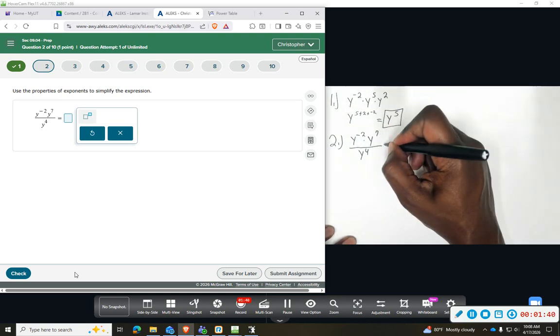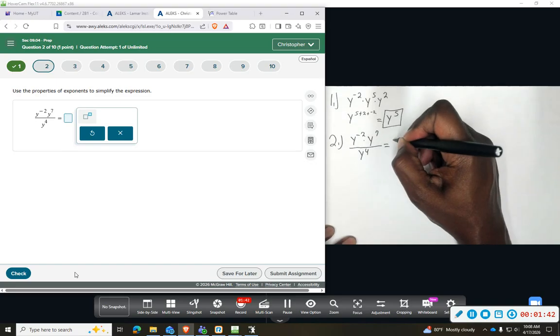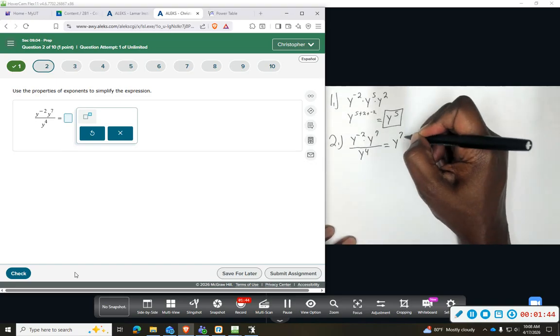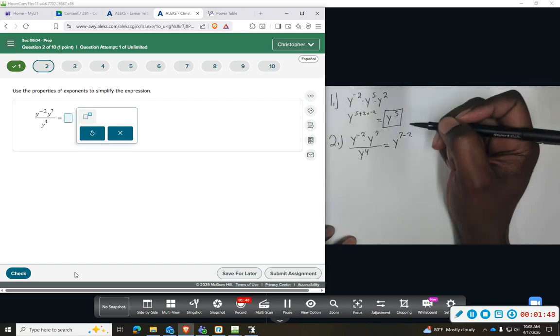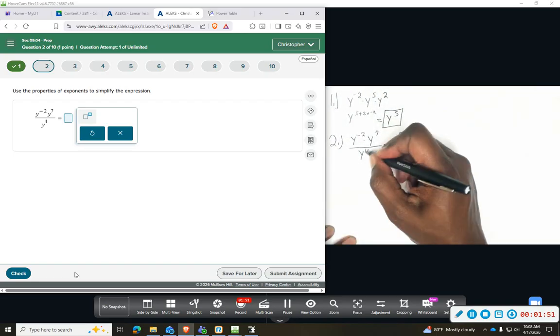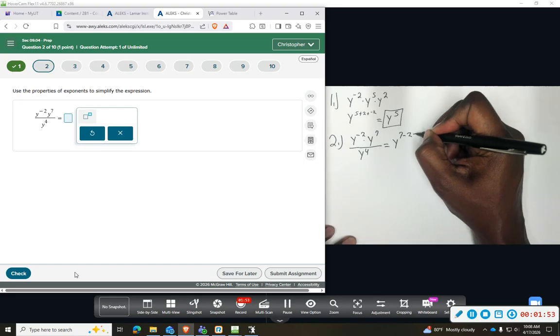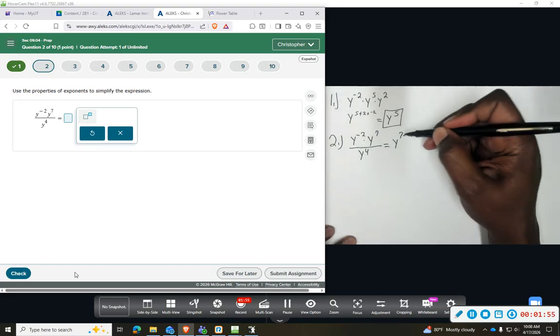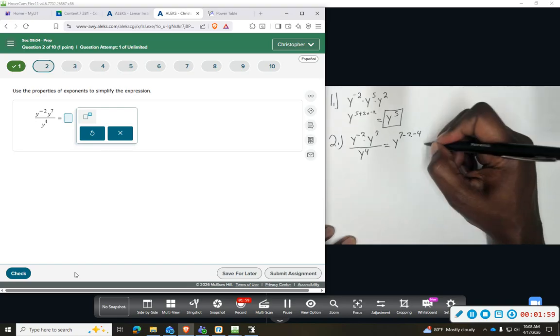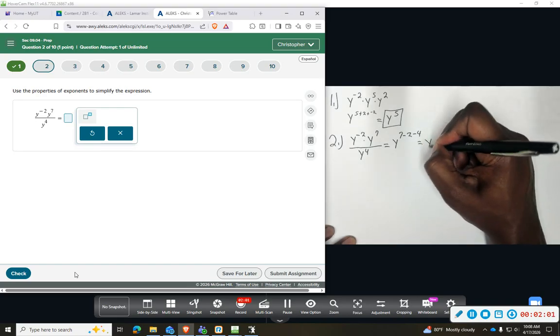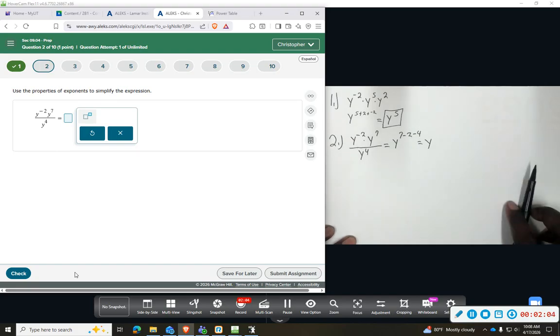So we'll rewrite this one as y to the seventh, and then I'm just going to say minus 2 because of the negative 2, and then because of division by 4, we're also going to subtract 4. So 7 minus 2 is 5, and then 5 minus 4 is 1. So we just get y. You don't have to write the 1, it's understood.